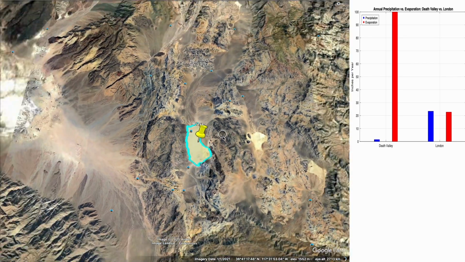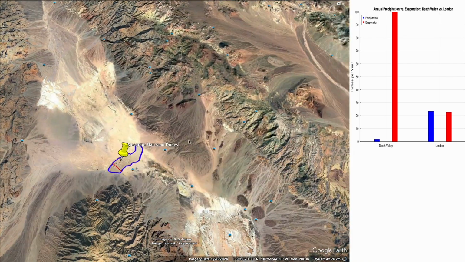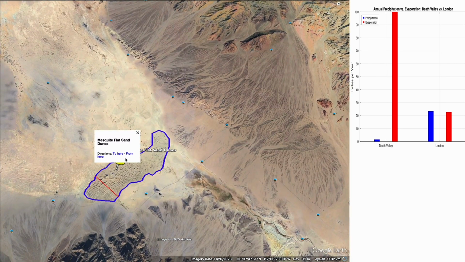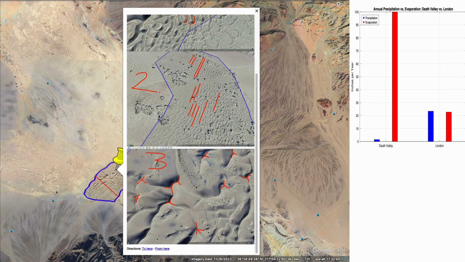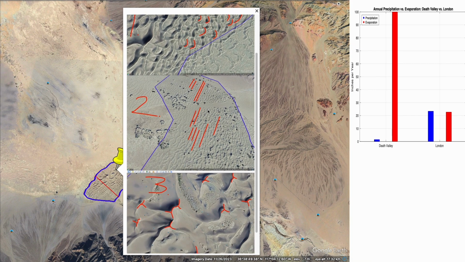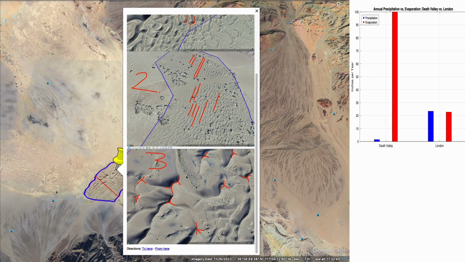Aeolian processes form three types of dunes at Mesquite Flat. Number 1, barchan dunes have a crescent shape due to scarce sand supply and consistent wind. Number 2, longitudinal dunes develop where sand supply is abundant and wind blows from two dominant directions. Number 3, star dunes form in areas with scarce sand supply and variable wind directions.